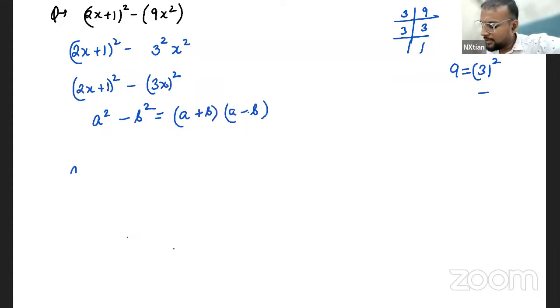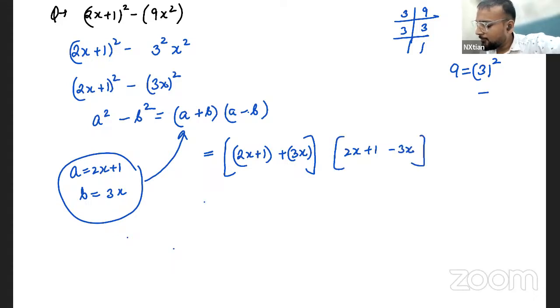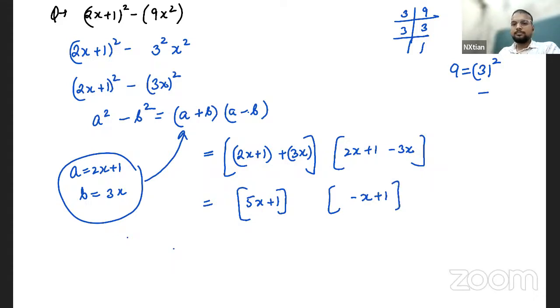Now if I compare, then a is equal to 2x plus 1 and b is equal to 3x. Then I have to put the values into this. So it will become 2x plus 1 plus 3x, then 2x plus 1 minus 3x. Now if I solve this, it becomes 5x plus 1 and minus x plus 1. This is the answer. Understood? Yes, sir.